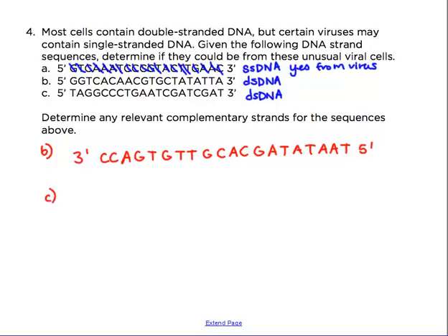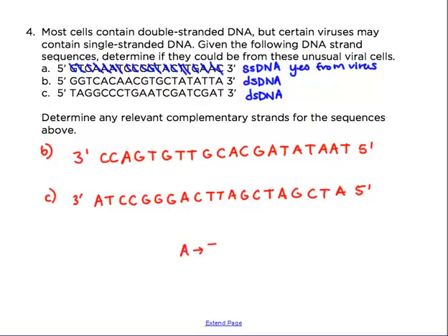For C, again, we're going to run through anti-parallel, so we're going to start with 3'. T binds with A, and A binds with T. C, C, G, G, G, A, C, T, T, A, G, C, T, A, G, C, T, A. So that's how you do complementary base pairing for DNA. So just remember that A binds with T, and G binds with C, and that you're going to run anti-parallel.